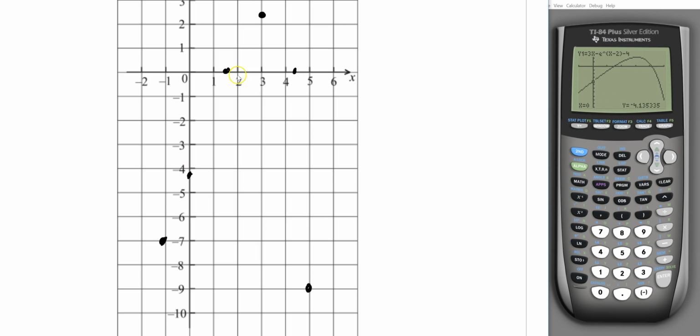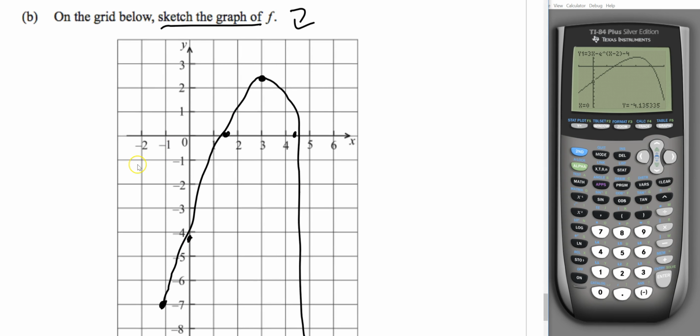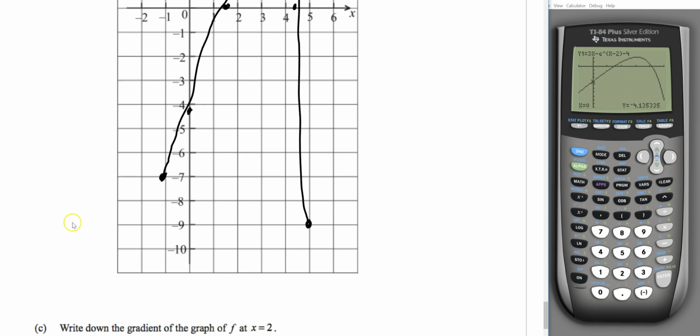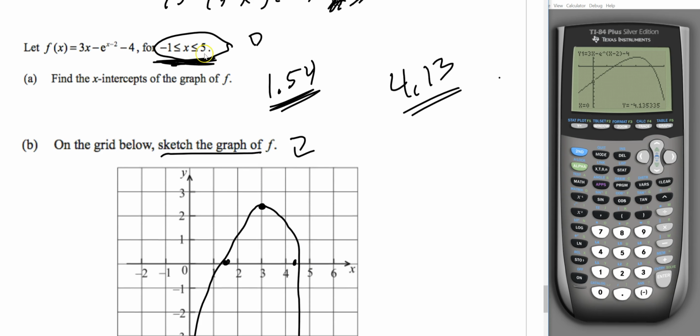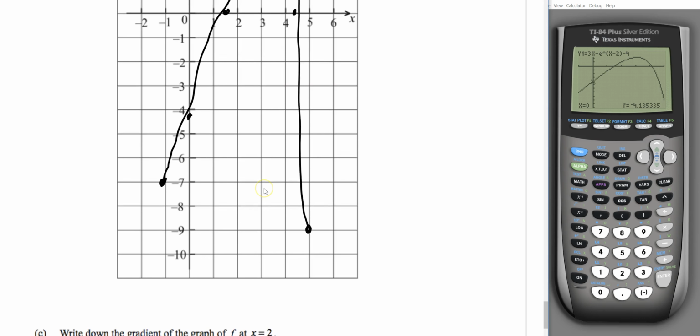So I have these points, and you just kind of connect them. Oh, this is going to be a joke. Something to that effect. Again, not perfect, but something like this will get you full credit. Because when they grade these, they're checking your x-intercepts, that your max is about right, that your y-intercept is about where it should be, and that you don't go past -1 and you don't go past 5, because that was the domain. Now, a lot of times they give you a graph, and that's how they want you to fill it out.